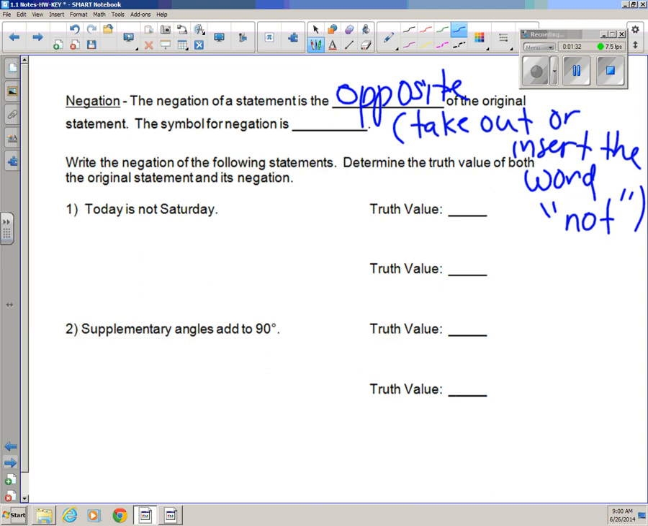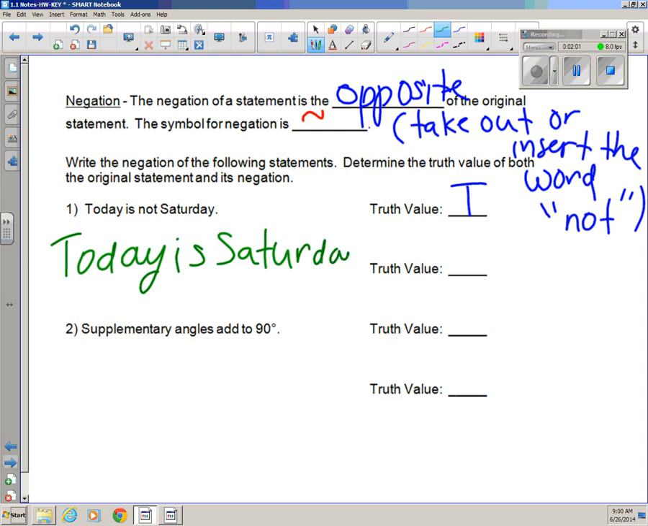So the symbol for negation is this little squiggly line. That means to take the opposite of. So write the negation for the following statements. Determine the truth value of both the original statement and its negation. Well, today is not Saturday. That's true. Right now when I'm doing this video, it happens to be a Thursday. The negation of that would be today is Saturday. And the truth value of that would be false, right?